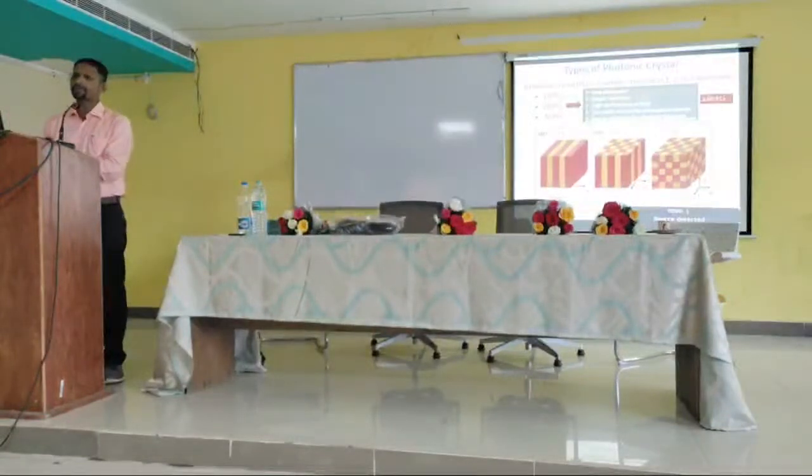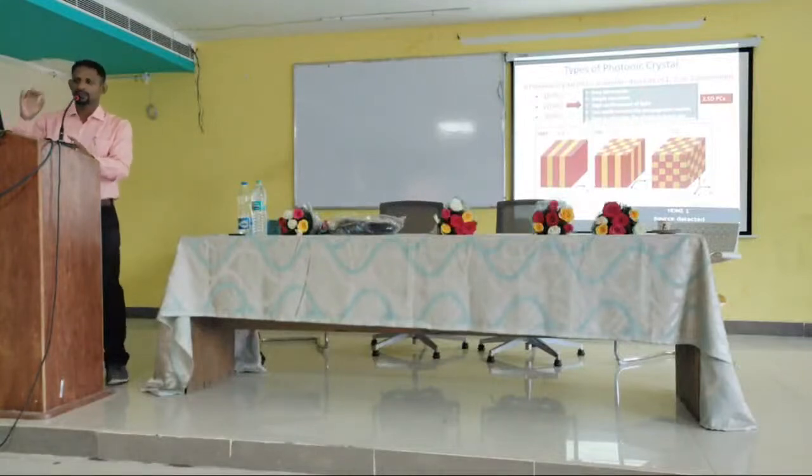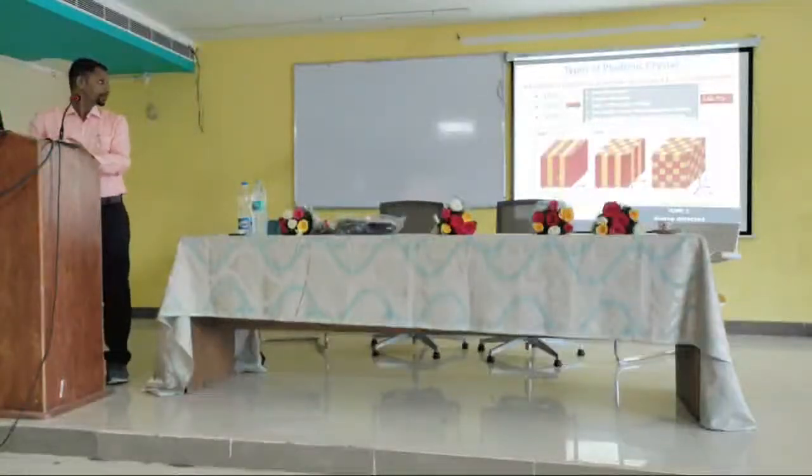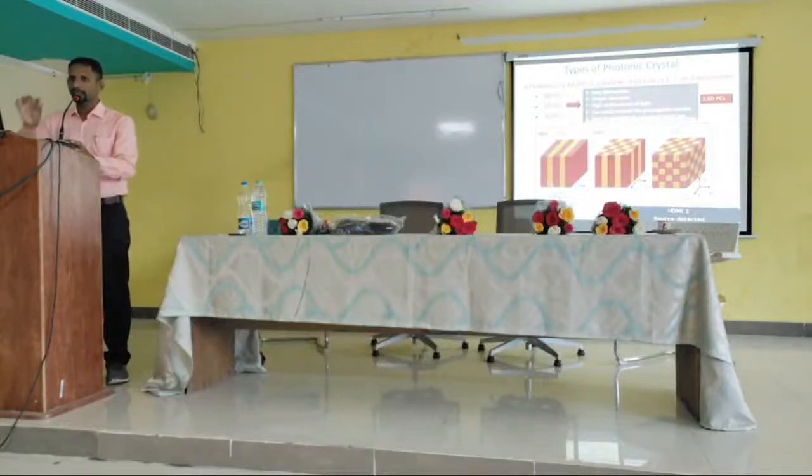So what are the types of photonic crystals? Photonic crystals are periodic structures in 1, 2 and 3 dimensions. Here you can see there is red in color and yellow in color. One denotes the refractive index N1, the other represents the refractive index N2. The variation of refractive index is only in one direction, hence it is called a one-dimensional photonic crystal.